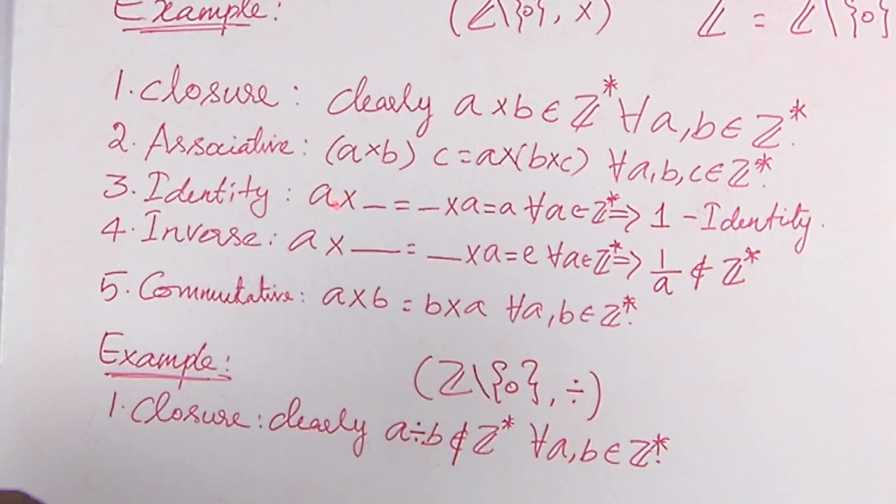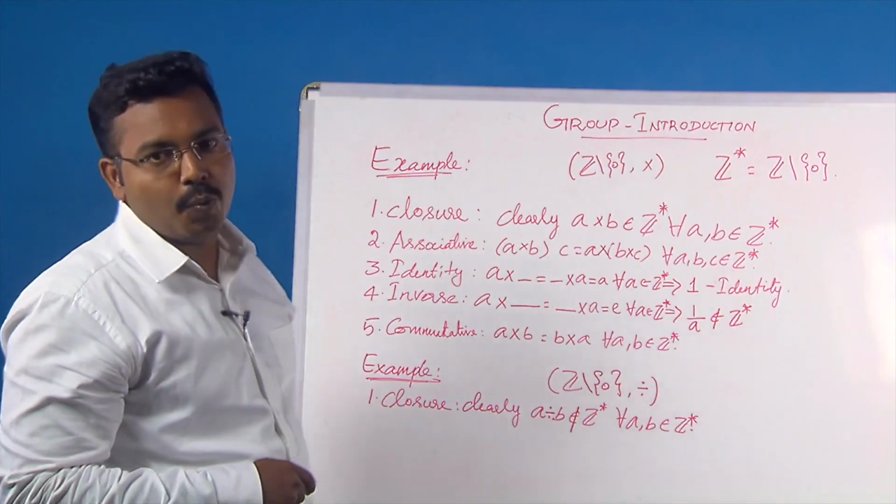Therefore, the identity law also holds. The fourth one is inverse. We have to find an inverse for each element. So, A cross some element equals that element cross A, which equals E. We have seen that E is nothing but 1. Therefore, we have to find an element such that A cross that element equals 1.